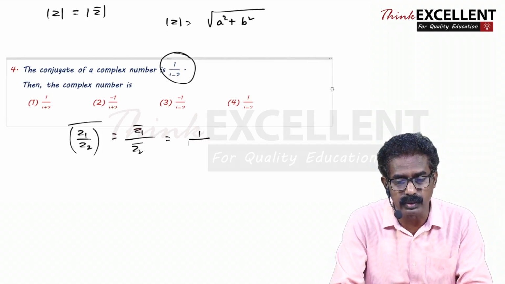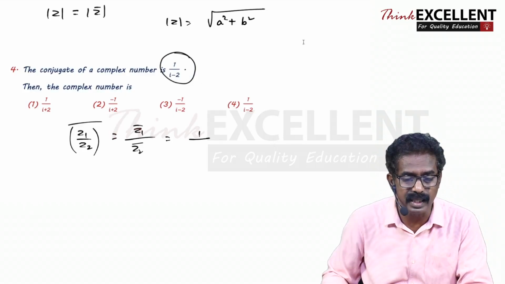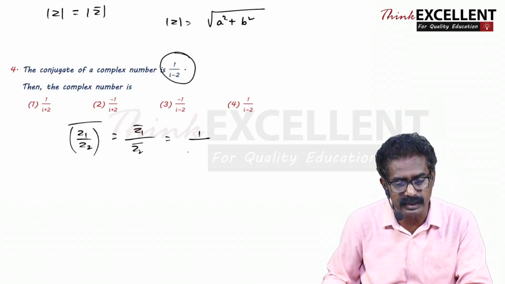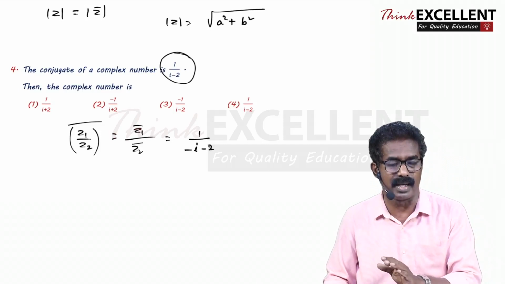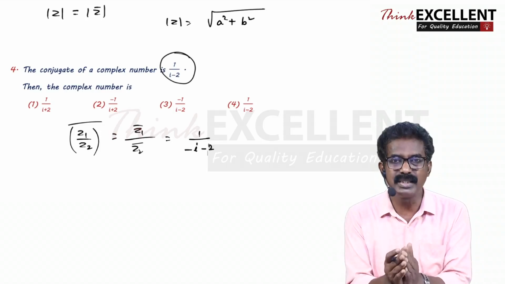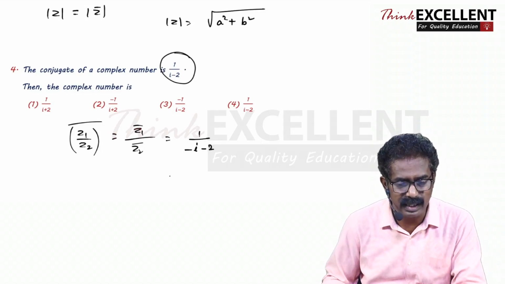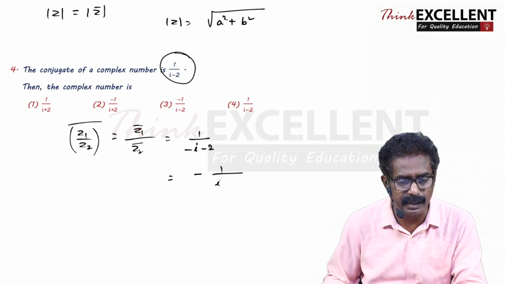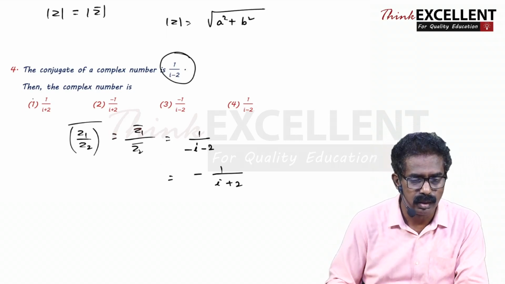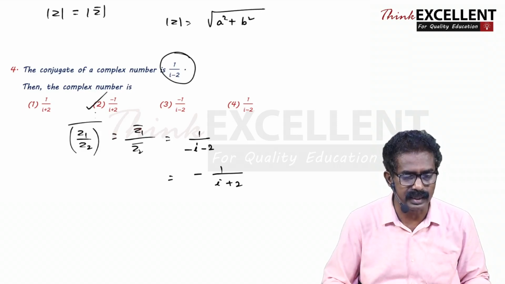The conjugate is, you change the sign of the imaginary part. So what do you get here? You will get minus i minus 2, right? Change the sign of the imaginary part, don't change the real part, okay? It is not merely changing the sign in the middle, no. You have to change the sign of i. So take a minus sign outside: minus 1 by i plus 2. So the correct answer is the second option.